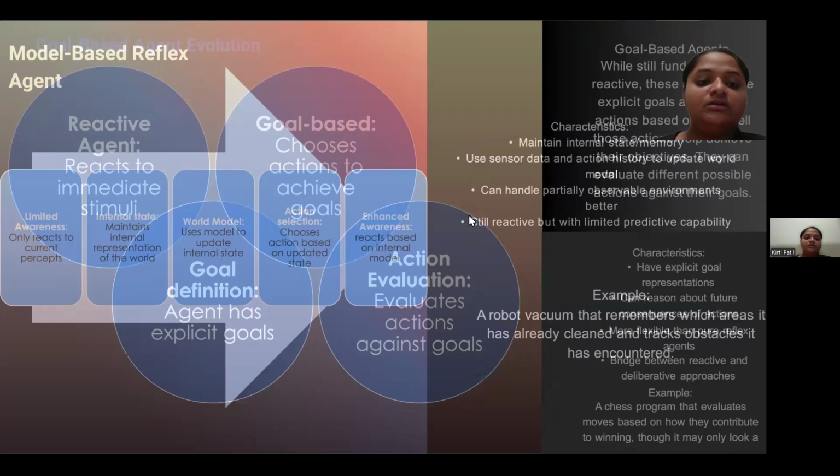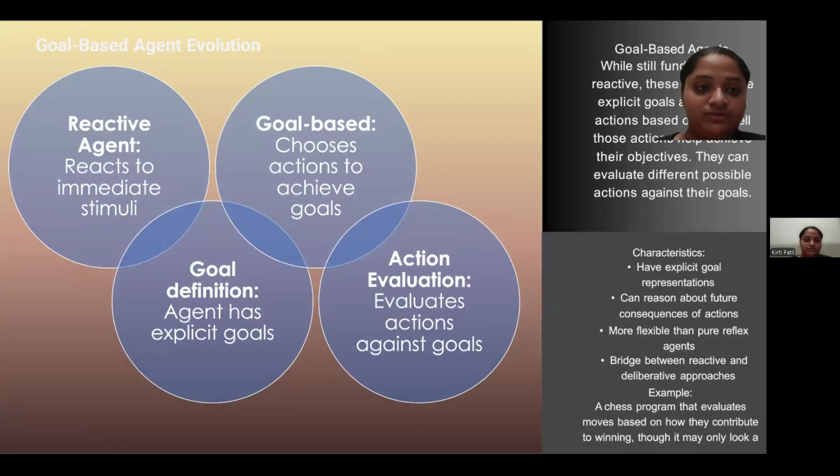Let's go forward. Now, the topic is goal-based agent evolution. So, what is a goal-based agent? Goal-based agents have explicit goals, evaluating different actions based on how well they help achieve these objectives. They can reason about future consequences and are more flexible than simple reflex and model-based agents. Let's take the example of a chess program that evaluates moves with the aim of winning, looking ahead to future positions. The key points in the goal-based agent are: a reactive agent reacts to immediate stimuli, while a goal-based agent chooses actions to achieve goals; goal definition, the agent has explicit goals; action evaluation, it evaluates actions against the goal.